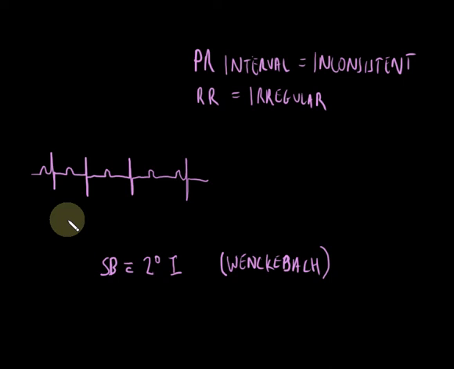So that's the cross check for this. When you see the PR interval is inconsistent, but the R to R is irregular, you're pretty safe to say this is most likely Wenckebach. This is most likely a second degree type 1. But take just that short bit of time to go back and say, okay, short, medium, long, drop a beat. Short, and see what kind of patterns happen on here.